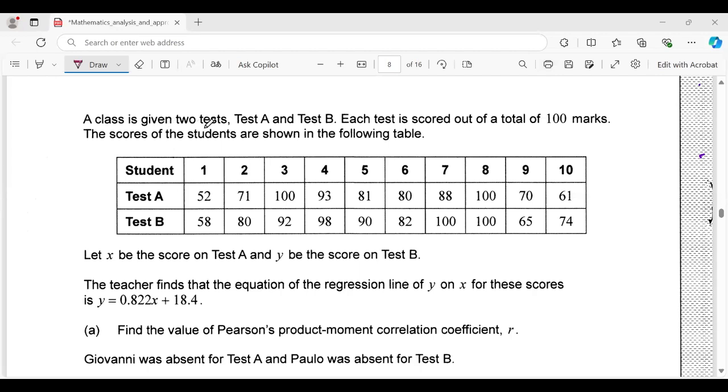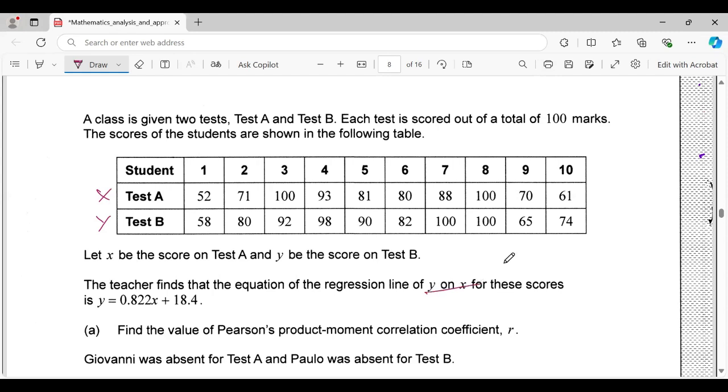A class is given two tests, test A and test B. Each test is scored out of a total of 100 marks. The scores of the students are shown in the following table. Let X be the score on test A and Y be the score on test B. So this is X and this is Y.